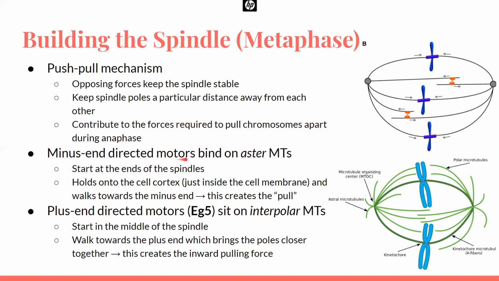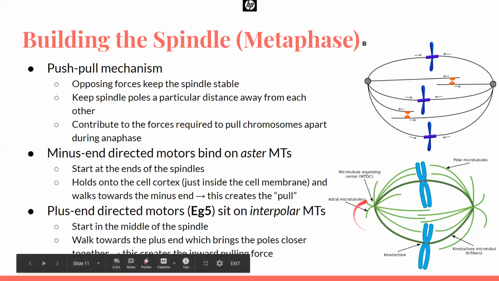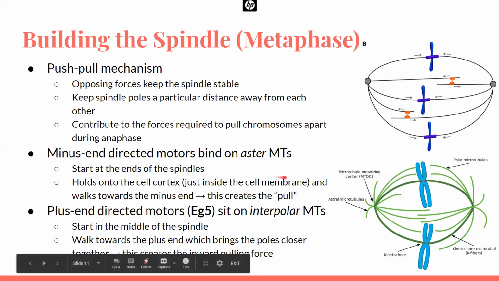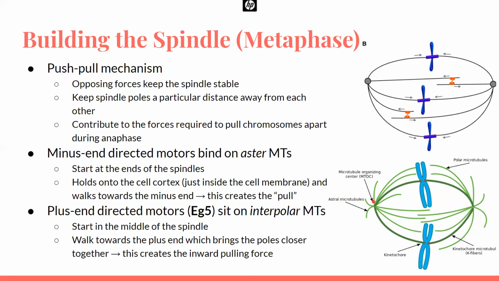Wasn't it based on, like, what, Dynein or something? Dynein, yep. So Dynein is a minus-end directed motor. This is important. They bind to aster microtubules, so the ones out here near the cell membrane. They start at the end of the spindles and they move towards the minus end, which creates that pulling mechanism. So the minus-end directed motors pull away from the cell membrane towards the center because they start walking towards the minus end.